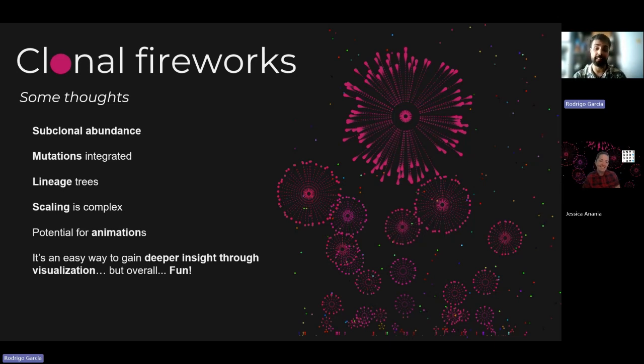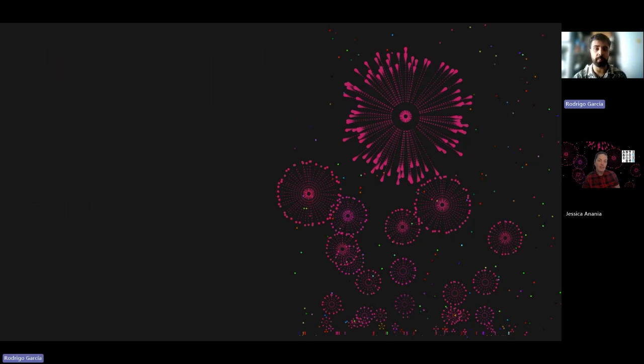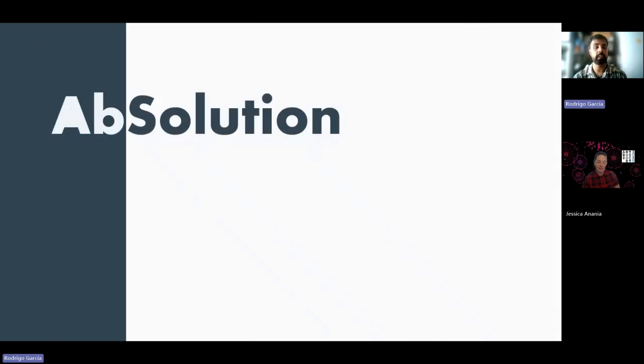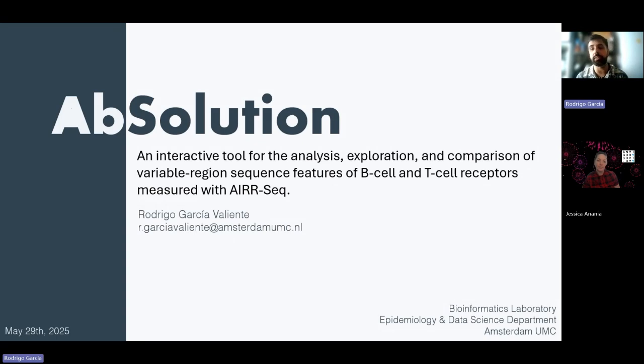And a lot of the things that I developed for this image, I reused for another program after this. This is something that I have been working on for the last couple of years. It's called AV Solution, and it's an interactive tool for analysis, exploration, and comparison of variable region sequence features of B cell and T cell receptors measured with AIRR-seq. It's a long name, but I will explain it very briefly.